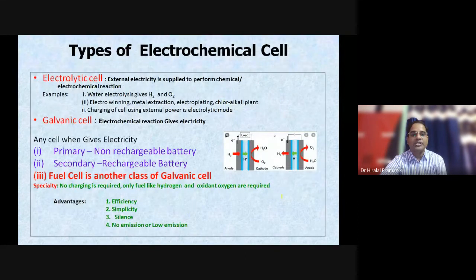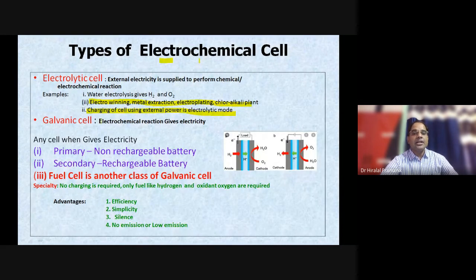What are electrochemical cells? Before I talk about the fuel cell, we should know about a cell. There are two types of cell, galvanic and electrolytic cell. In an electrolytic cell, electricity is externally supplied to perform the chemical or electrochemical reaction like water splitting, water electrolysis, electrowinning method, metal extraction, electroplating, chloralkali plant. Charging of any cell is electrolysis mode, electrochemical cell, electrolytic mode, right?